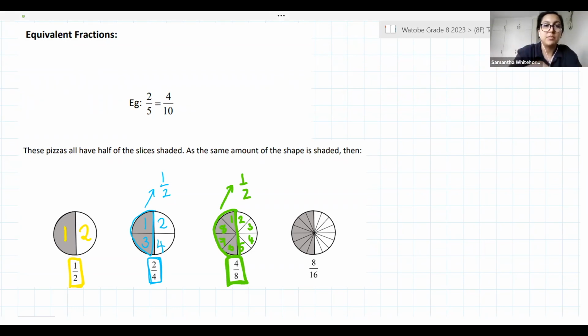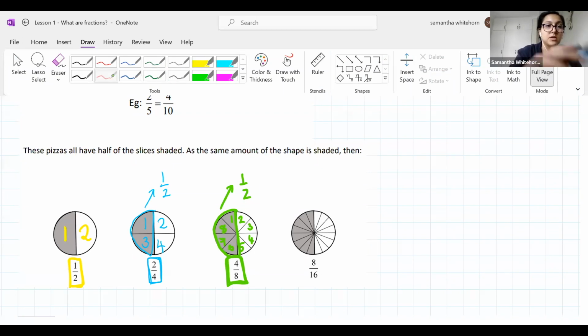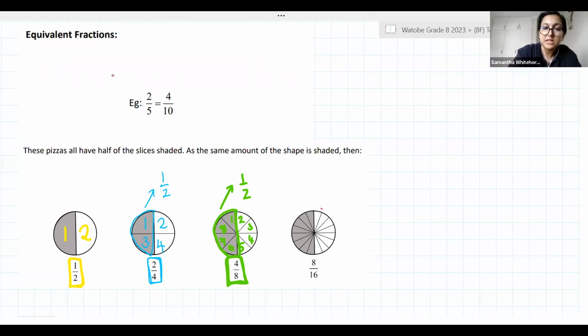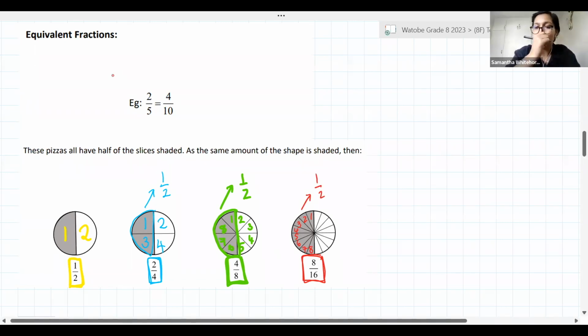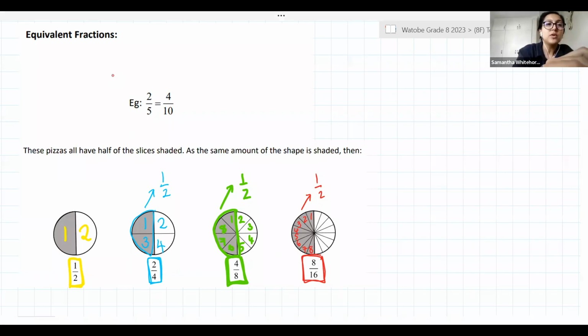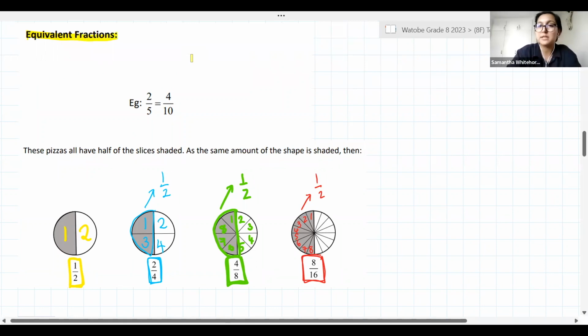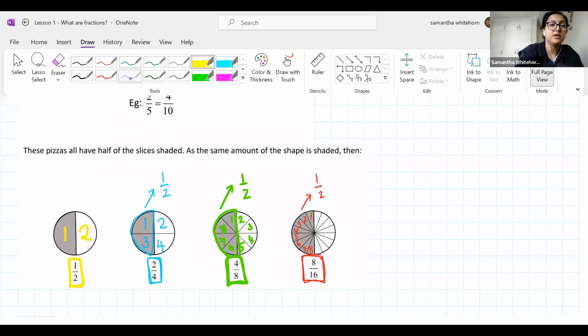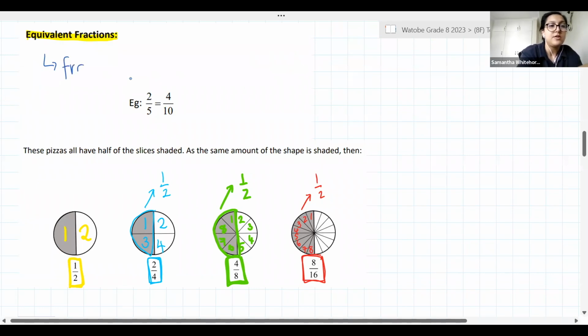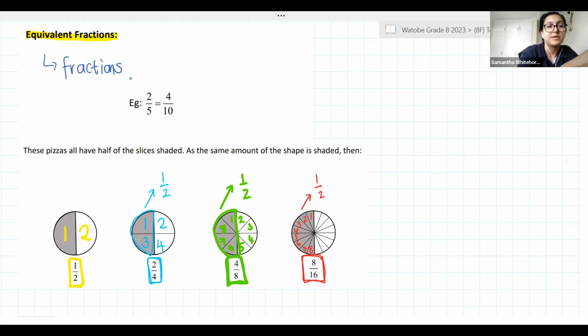So here in the last one, I'm not going to number all 16 pieces, just so we're all aware. But what we can see is we've got 16 pieces in total, and I'm eating 8 of those pieces, which means that as a fraction, I'm eating 8 out of 16. But if I look at my picture, I can see that it's half of the pizza. And so an equivalent fraction is exactly that. It's fractions that look different, but represent the same thing. We'll put that there for ourselves. Fractions that look different, but represent the same amount.